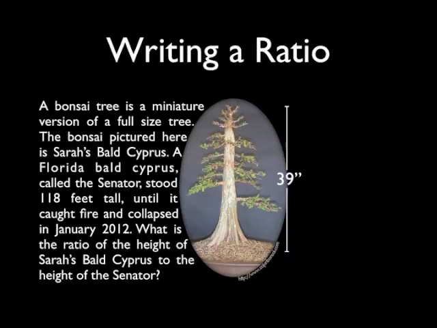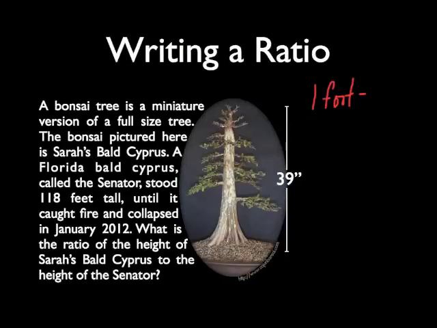But for this problem, let's talk about the ratio of the height of Sarah's bald cypress to the height of the Senator. Now there's something that's extremely important about this, and that is, notice that Sarah's bald cypress is 39 inches tall, and the height of the Senator was 118 feet tall. So what we're going to want to do is to convert that 118 feet into inches. In order to do that, we need to know that there are 12 inches in 1 foot.